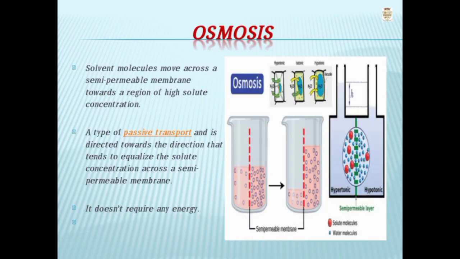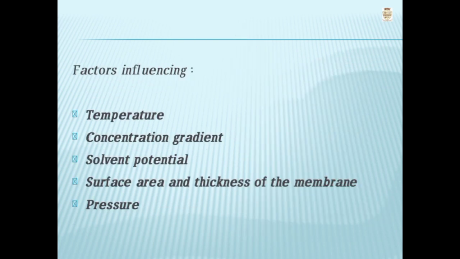Next, we are going to discuss osmosis. Osmosis is a quite familiar topic. It is the movement of solvent molecules across a semi-permeable membrane towards a region of high solute concentration. It is also a type of passive transport and is directed in the direction that tends to equalize the solute concentration across a semi-permeable membrane. It too doesn't require any energy for the process. The factors influencing it are temperature, concentration gradient, solvent potential, surface area and thickness of the membrane, and pressure.